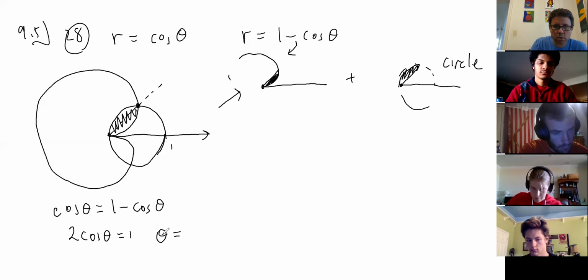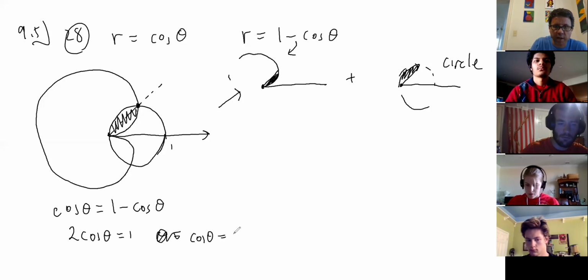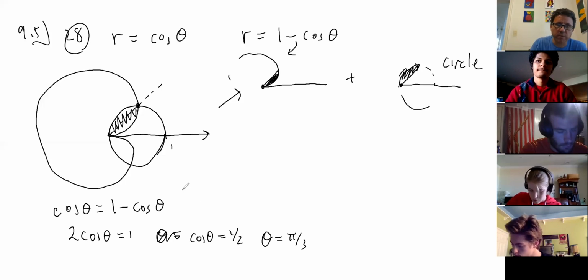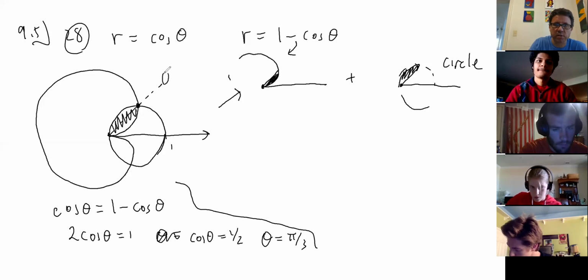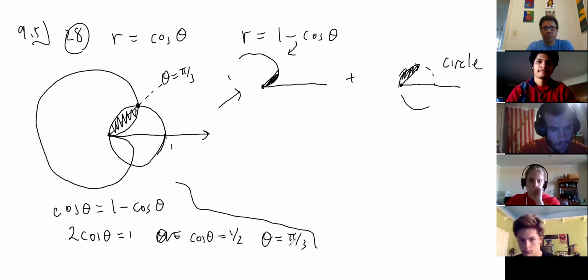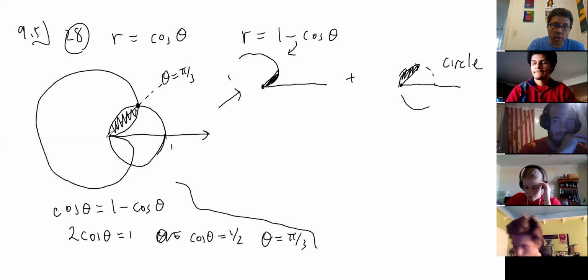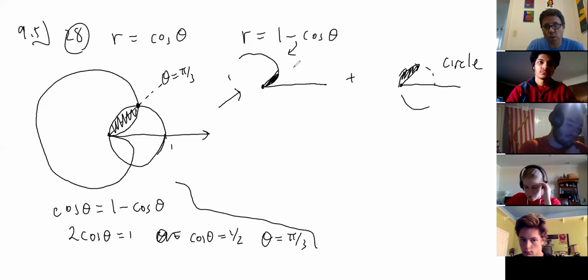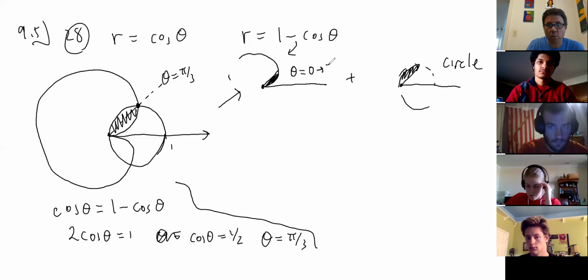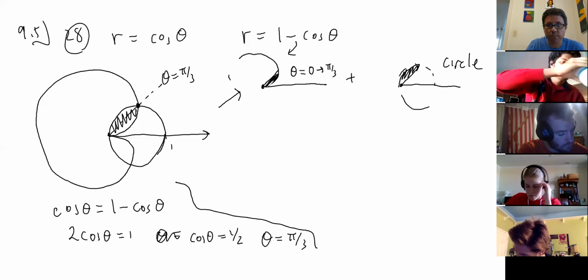So that means cosine has to be half, which means that the angle is 60 degrees or pi over 3. That makes sense in my picture. It is pi over 3 where they hit. The starting point for one will definitely be 0. Now I have to figure out when the circle gets back around. I'm pretty sure this one is going from angle 0 to angle pi over 3, and that'll trace that out.